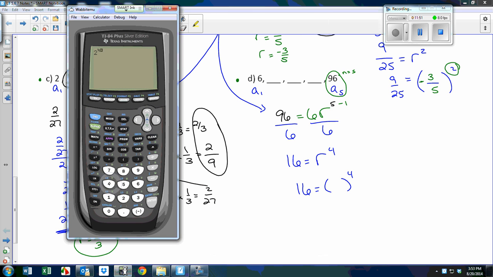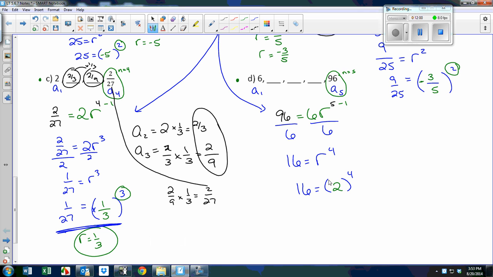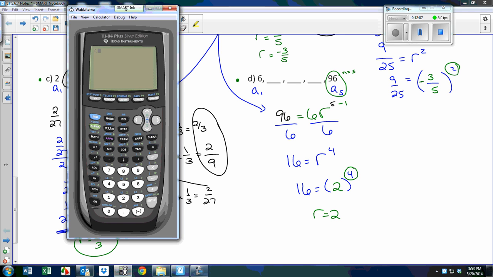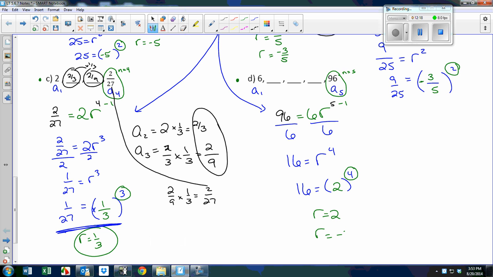Two to the fourth. Just trying to figure out what gives us 16, and it's 2. But since the exponent is even, r can be 2, but I want to see if negative 2 is going to work. And it is, because a negative times a negative times a negative times a negative, 4 negatives, is going to make a positive 16. So we've got 2 r's, so we're going to have 2 sets of answers.